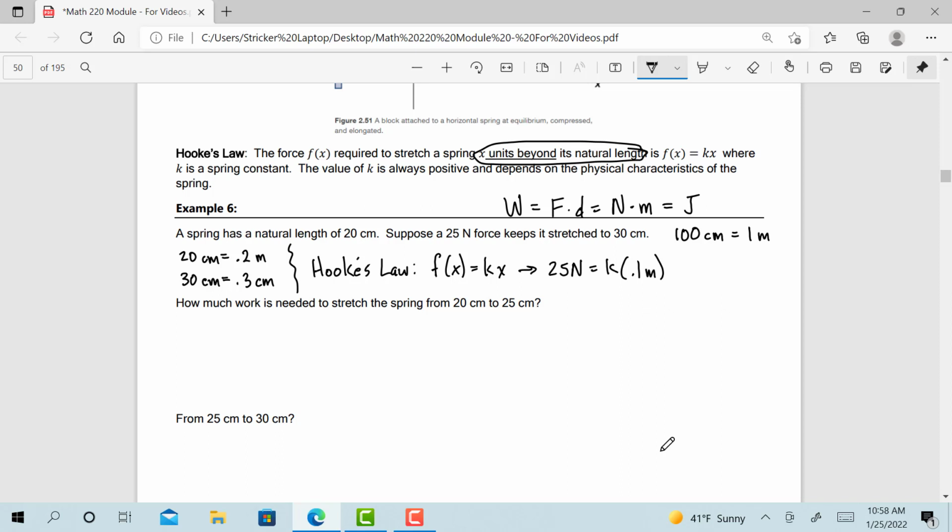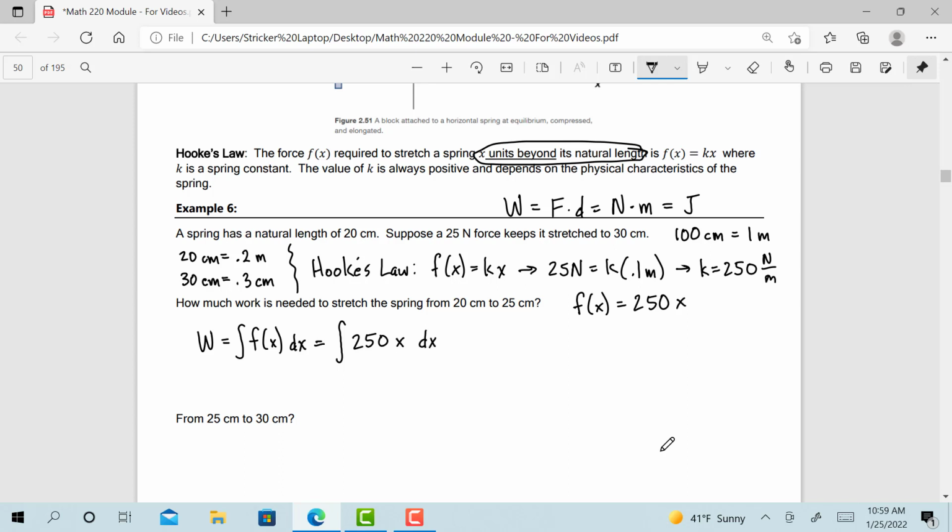Then you just solve for k. You divide by 0.1, and you get that k is equal to 250, and that's newtons per meter, which means our function is 250 times x. Then we can calculate the work. Remember, work is equal to the integral of f of x dx, and in this case, our function is 250x.